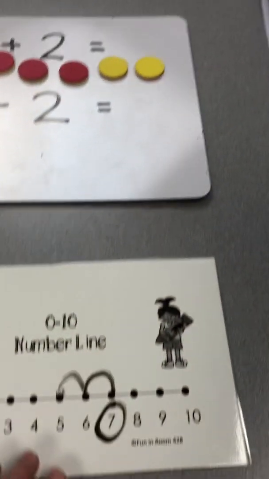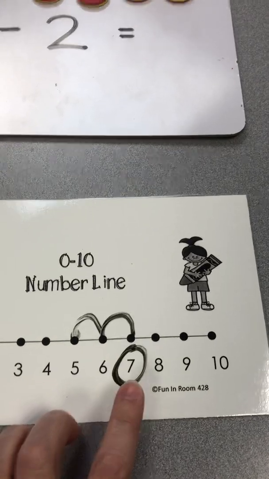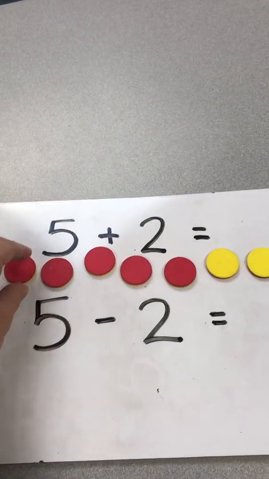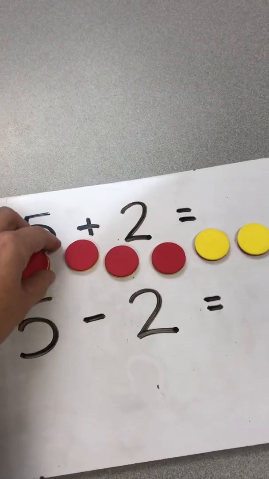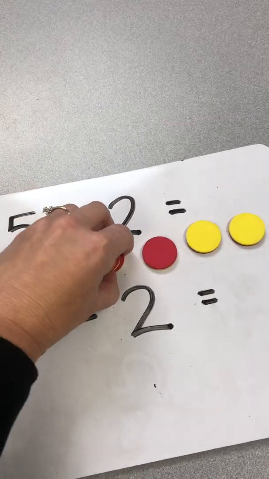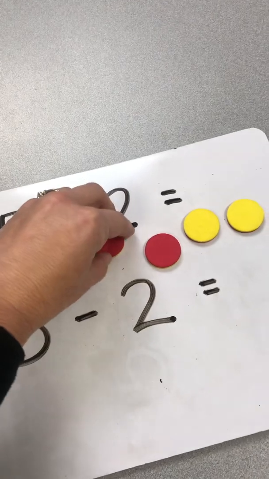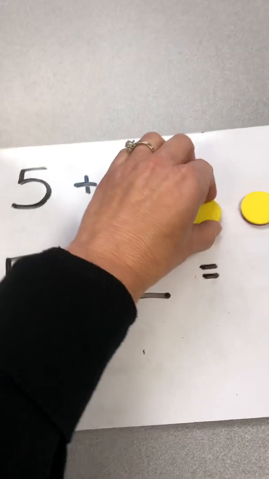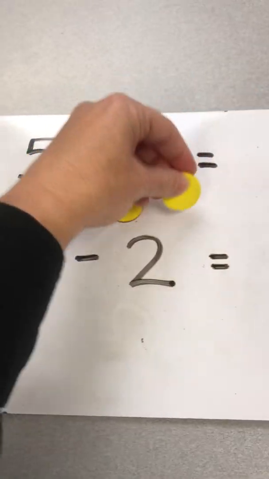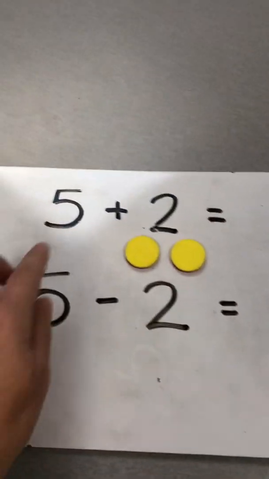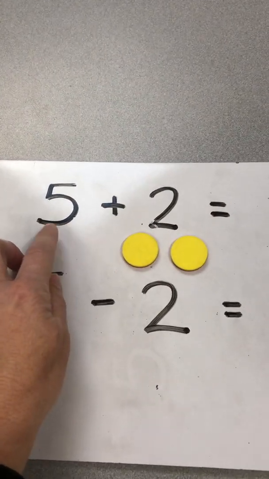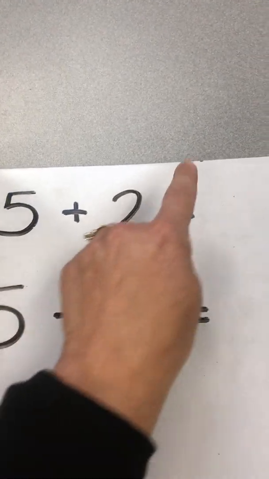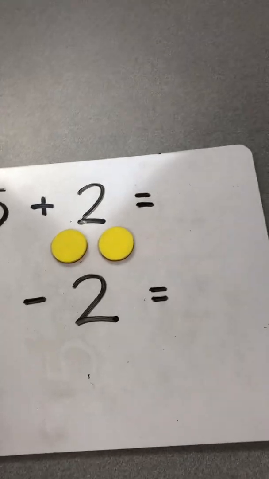It still equals 7. Now, another way you could have done it is you could have not put down 5 of these, and instead, you could just say the number 5 in your head and then count on 2 times. So you say 5 and then count on. After 5 comes 6, 7. Still, the answer is 7.